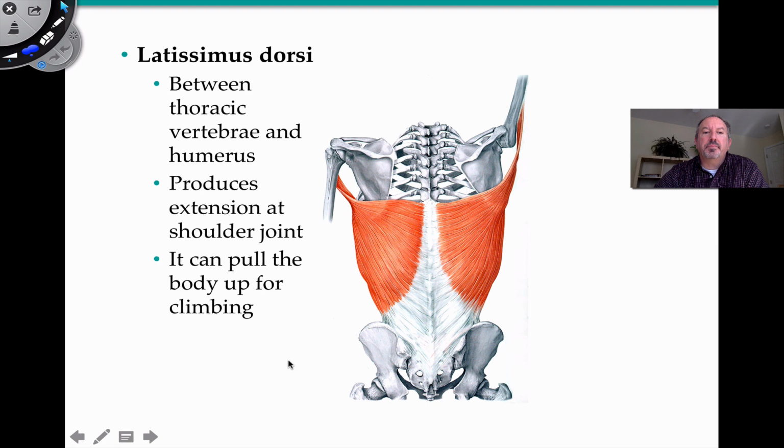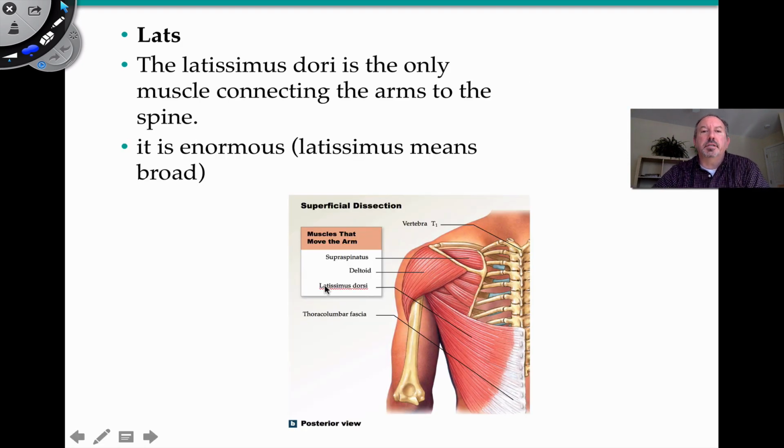Latissimus dorsi. It's between the thoracic vertebrae and humerus. As you can see, it extends from right here at the spine to the humerus. It produces an extension at the shoulder joint, and it can help the body climb. That's one of its actions, and it's enormous.